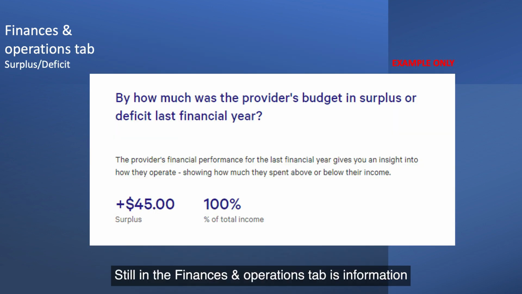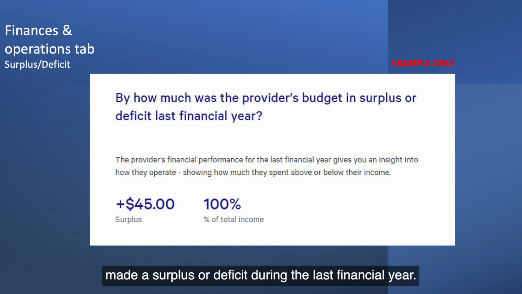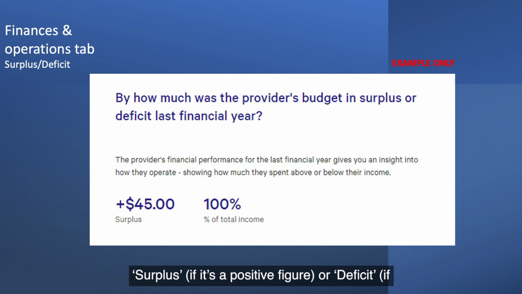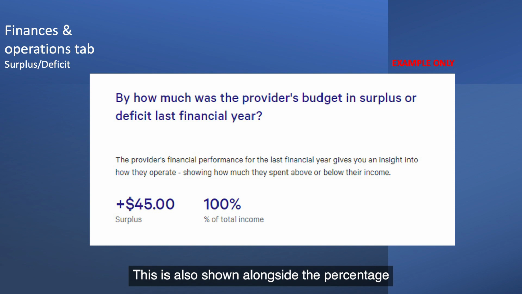Still in the Finances and Operations tab is information about how much the provider's budget was in surplus or deficit in the last financial year. This information shows whether a home care service made a surplus or deficit during the last financial year. Surplus, if it's a positive figure, or deficit, if it's a negative figure, are used here rather than profit or loss. This is also shown alongside the percentage of the home care provider's total income.